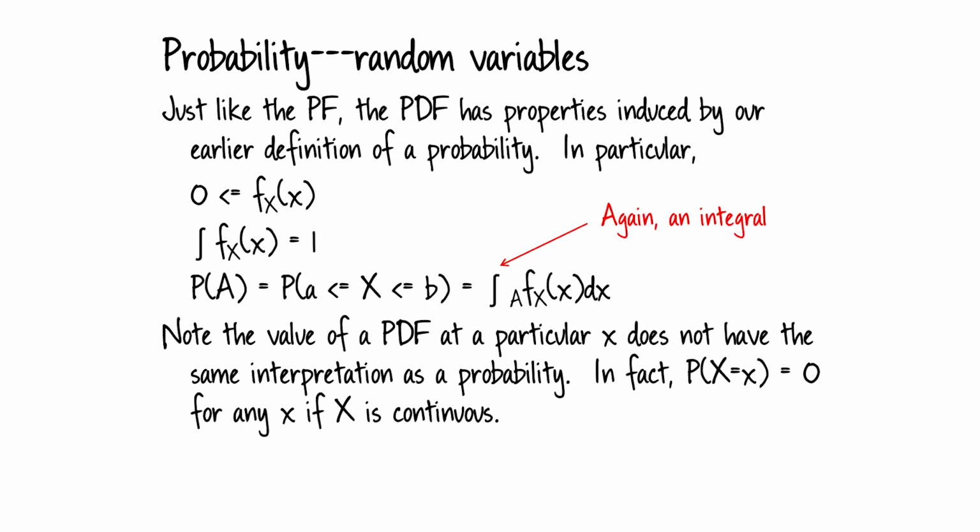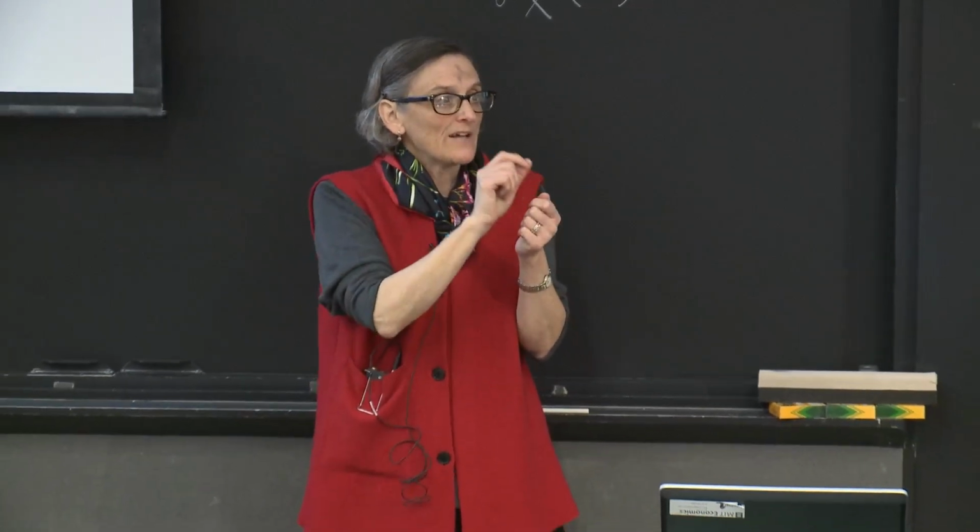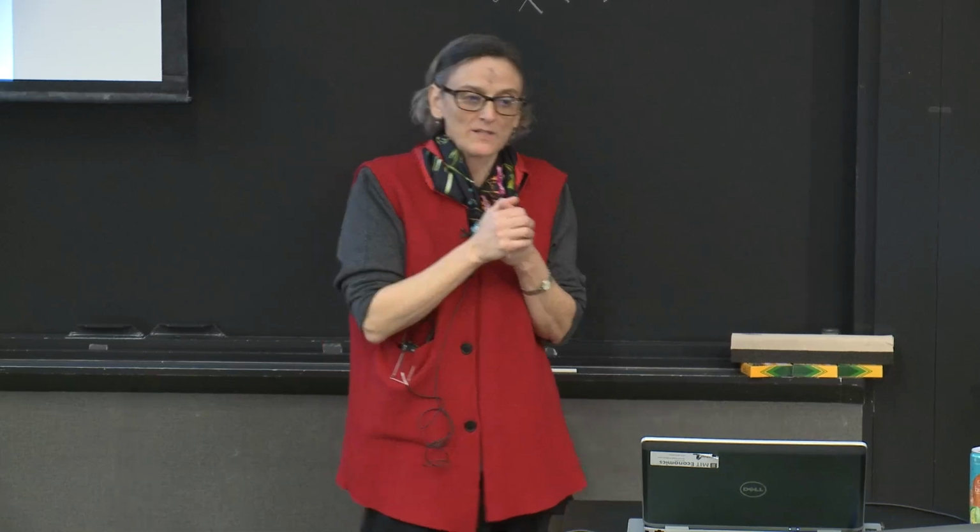A couple things to keep in mind about a probability density function, relative to the probability function. The value of a probability density function at a particular x does not have the same interpretation as a probability. In fact, the probability that the random variable X is equal to some number little x is equal to 0 for any x if big X is a continuous random variable. This is the fundamental difference between a discrete random variable and a continuous random variable. A discrete random variable takes on particular values with positive probability, a finite or countably infinite number of them. A continuous random variable is equal to a particular value with probability 0. But instead, we talk about it being in a region, for instance, with positive probability.